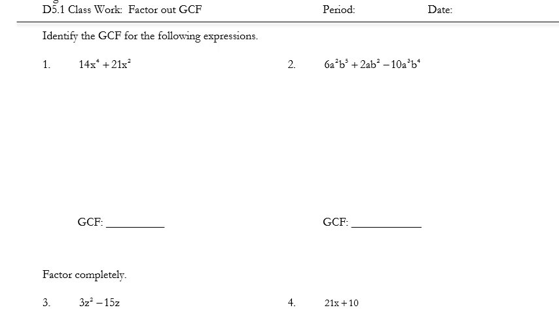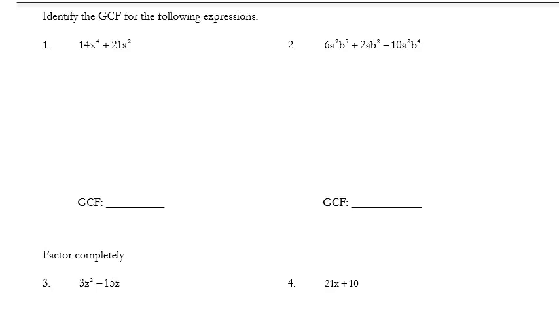So I want to first talk about the difference in the directions. In our directions at the beginning here, it says identify the GCF for the following expressions. In this case, all I want is the greatest common factor. I'm not looking for you to factor it all out. I'm not looking for the monomial and the binomial or trinomial, whatever that is. I'm only looking for the GCF.